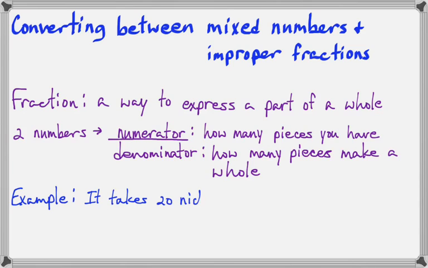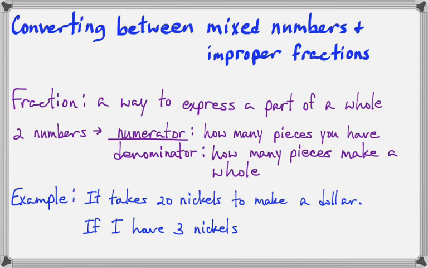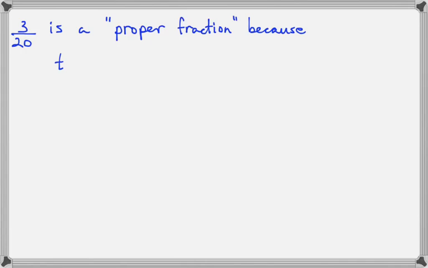For example, it takes 20 nickels to make $1. Suppose we have 3 nickels. Then the fraction that represents how many nickels we have is 3/20ths of $1. Because it takes 20 to make the whole thing, but we only have 3. So 3/20ths is what we call a proper fraction because the top number is smaller than the bottom number.